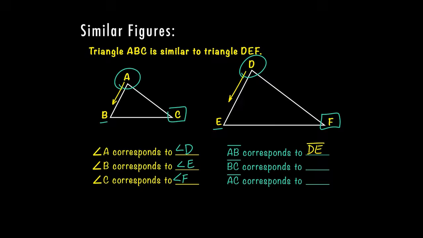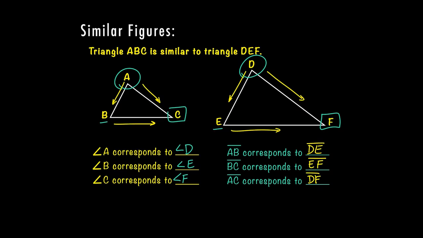And then I have BC. I can see it goes from left to right. And so on the larger triangle, that would be the same as EF. So now for the last one, I have AC, which means I'm going to start back at the top. So on the other larger triangle, that corresponds to DF.